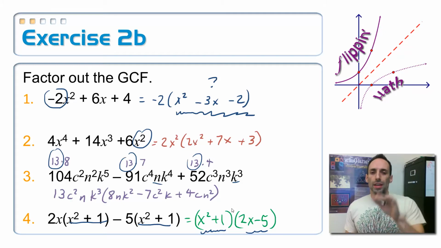Okay, so that concludes the video on taking out the greatest common factor. And remember, that is always the first thing that you want to do whenever you properly factor a polynomial.